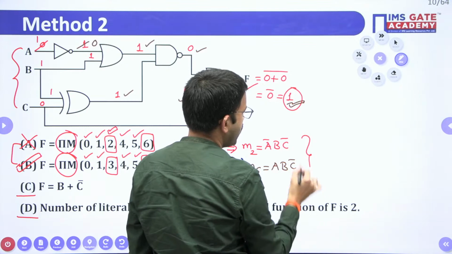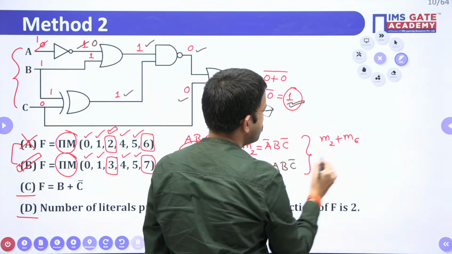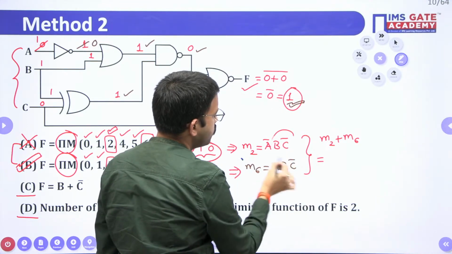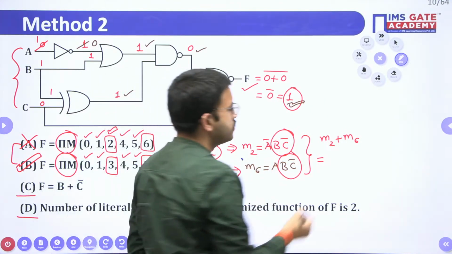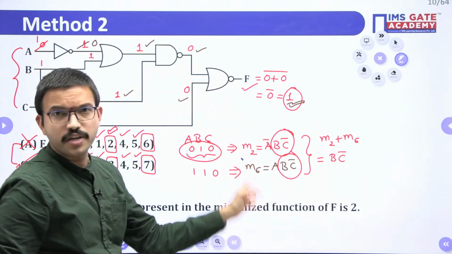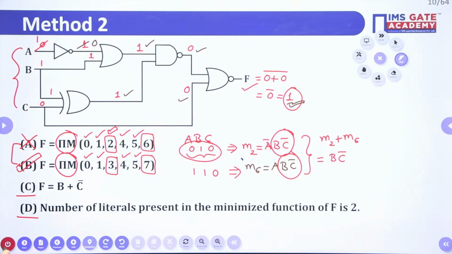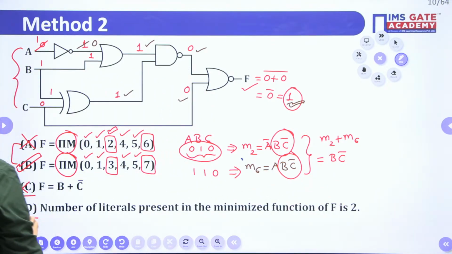So just add these two, M2 plus M6. If you observe carefully, from these two terms you can take BC bar as common. Then A bar plus A equal to 1. So with the help of that, you can eliminate option C because both are not the same. And in this minimized function, you are having two literals. So option D is correct.